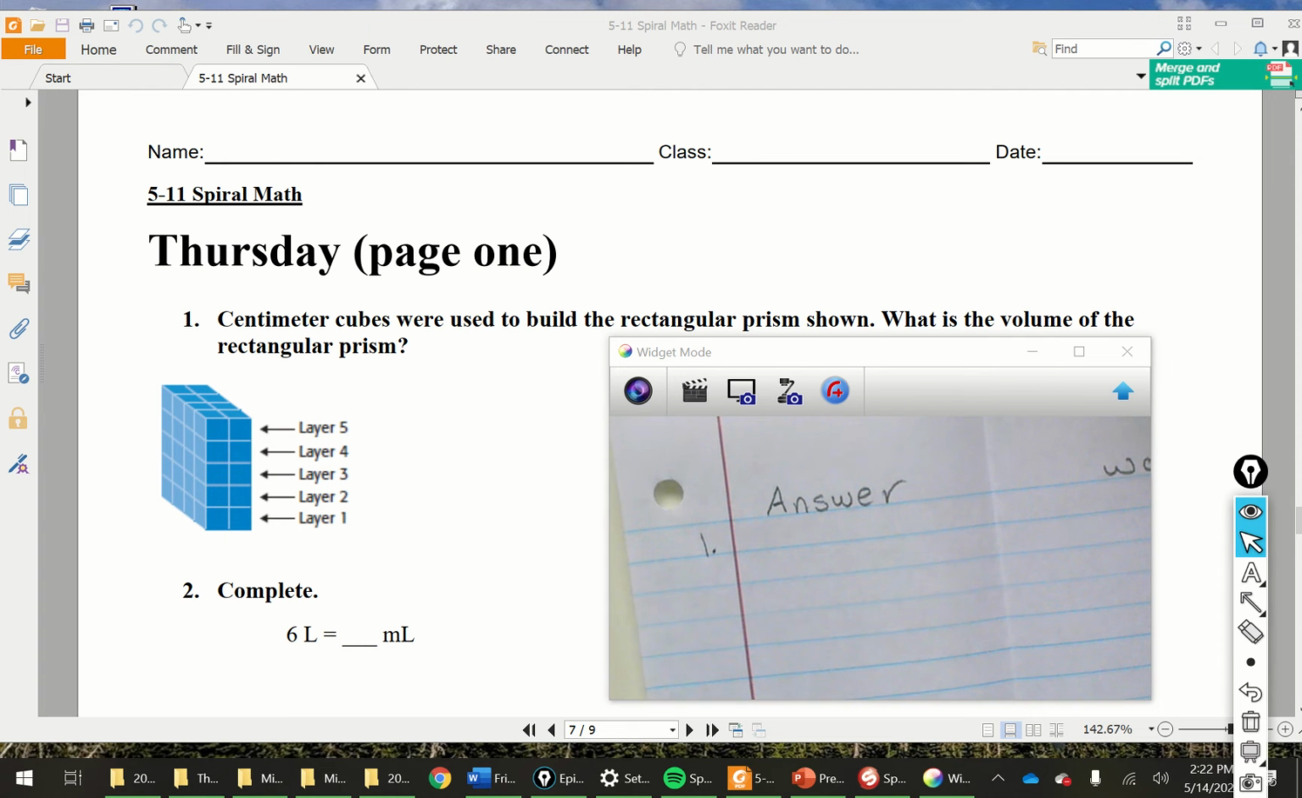Oh, there's my TIE fighter going. I better turn that down so it doesn't bother anybody. There we go. All right, let's go ahead and get started.